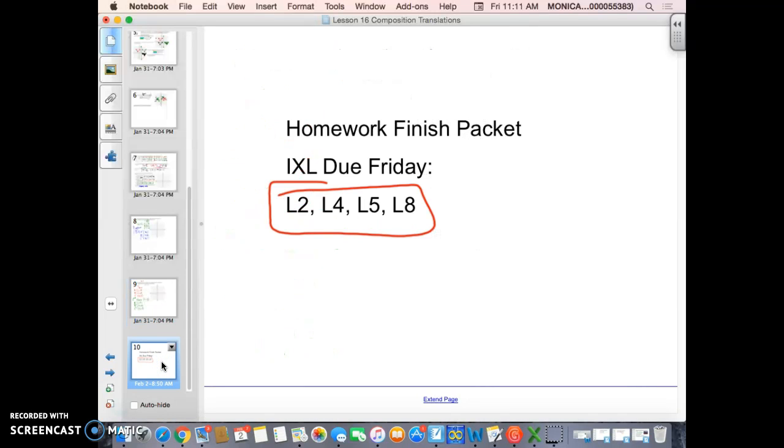Again, please make sure you're finishing the packet for homework, and you're working on L2 for 5 and 8. Those are due Friday. Your test will probably be next week, Tuesday or Wednesday. I haven't decided yet. All right, guys.